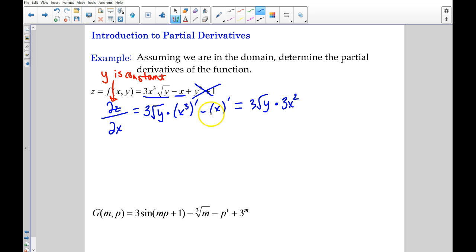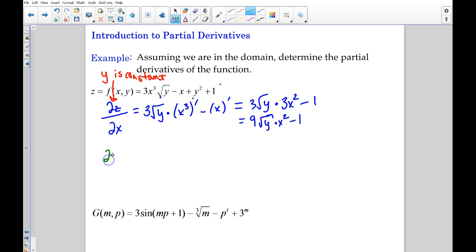Okay, and then I have to subtract off the derivative of x. Derivative of x is just 1, and if I want, I can rewrite this as 9 square root y times x squared minus 1. Okay, you don't have to, I did. Okay, so now I'm going to erase this.